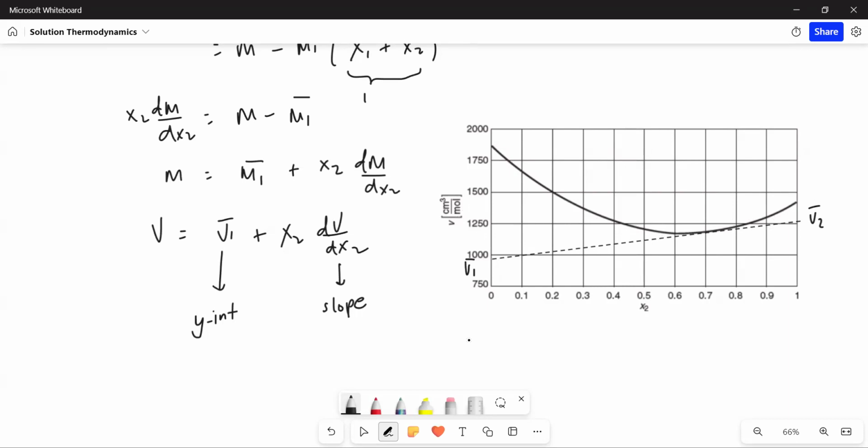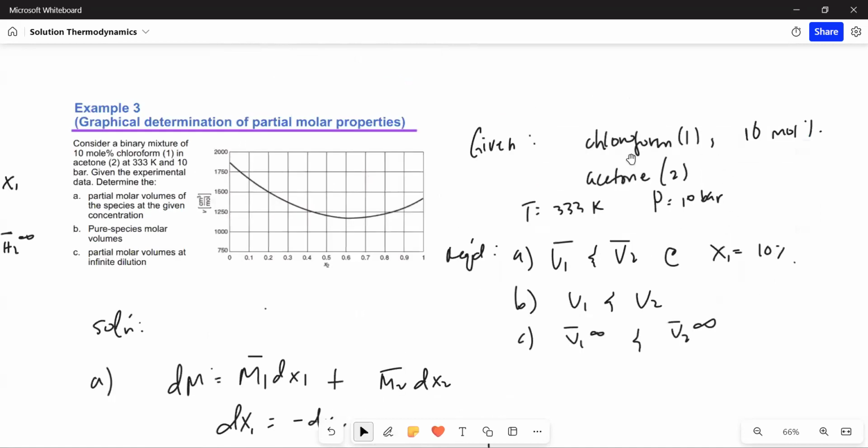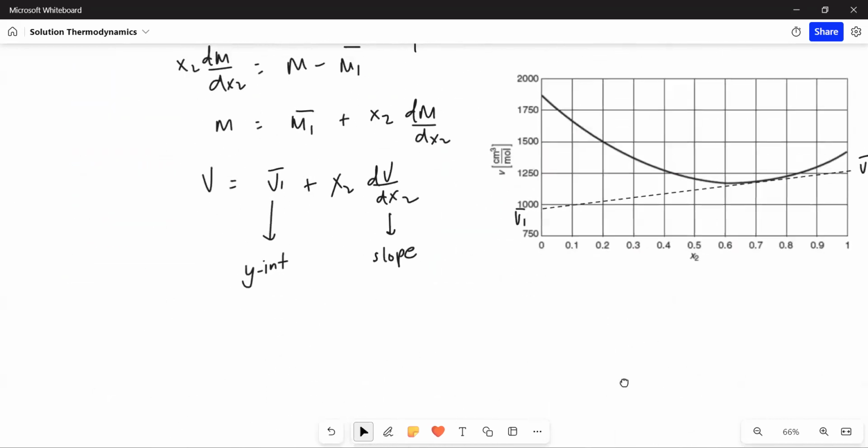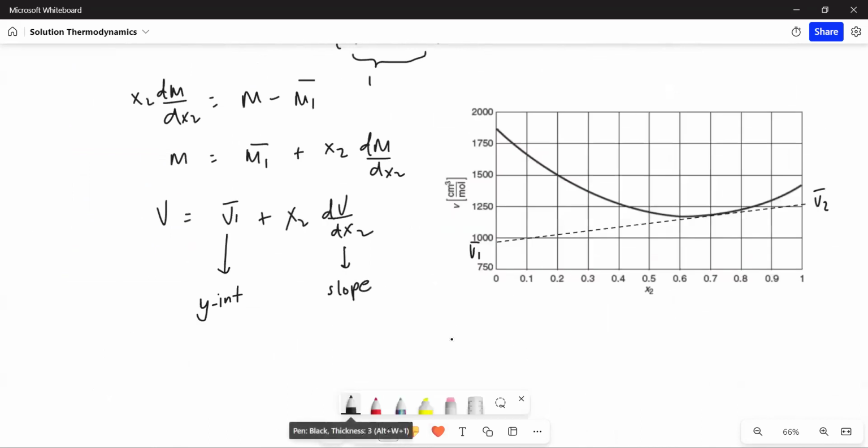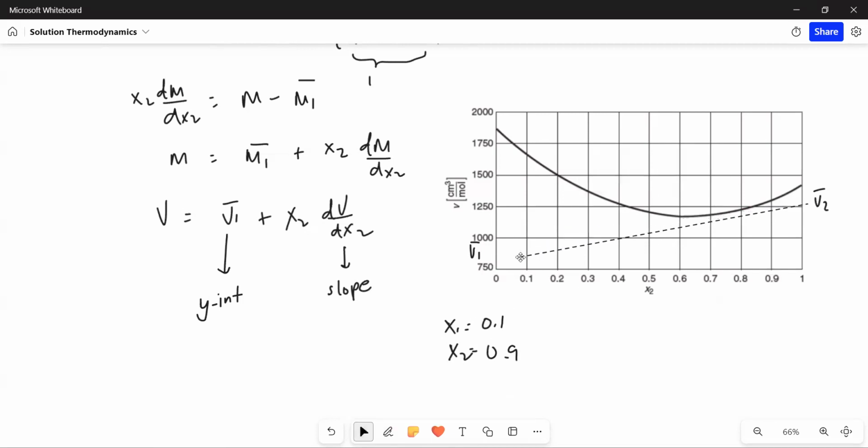Let's try to solve the problem, which tells us that the chloroform, or species 1, is 10%. So that means chloroform x1 is 0.1 and x2 is 1 minus that value, which means x2 is 0.9. So we draw a tangent line. Let's just modify this one so that it's tangent at 0.9.